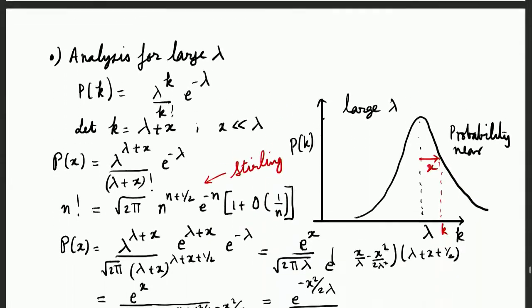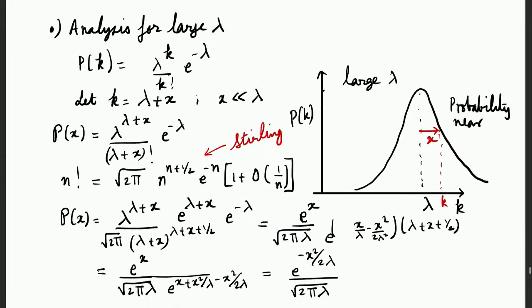So, now we are going to analyze for lambda much larger than 1. So, this is our Poisson distribution. Now, our distribution looks like this. I know we have already done the calculation that the expectation value of k is lambda. So, now I ask what is the probability that k takes a value different from lambda.